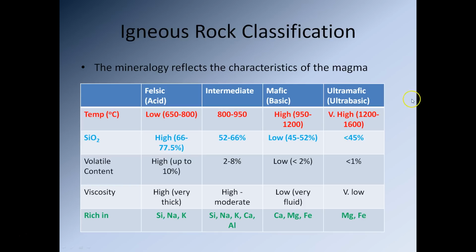Okay, everybody. So this table here just very quickly summarizes some of the key features about the 4 different types of magma. So obviously here we have felsic, intermediate, mafic, and ultramafic.